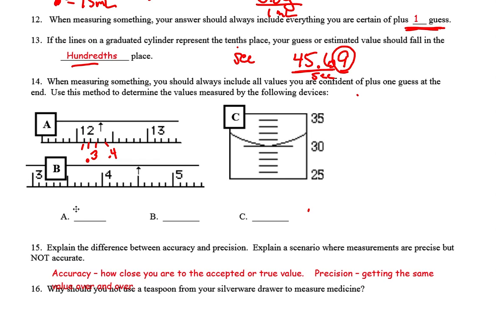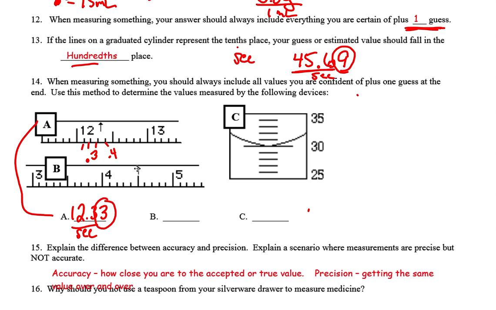So I'm going to write down, here's A, I'm going to put my answer here, 12.3, because I see that. And then I have to guess how far in between the 0.3 and the 0.4 it is. I'm going to say maybe 3/10 of the way between this line and that line.